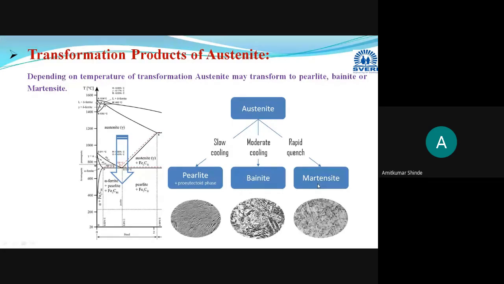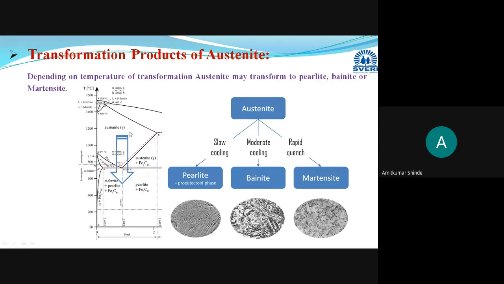Here, first we are going to discuss how austenite will get transformed to pearlite, how it will get transformed to bainite, and how it will get transformed to martensite. First, try to understand the temperature zone. Here austenite is there. The first cycle will be our heating cycle. We are heating it above this temperature, either above A1, or above A3, or above ACM.